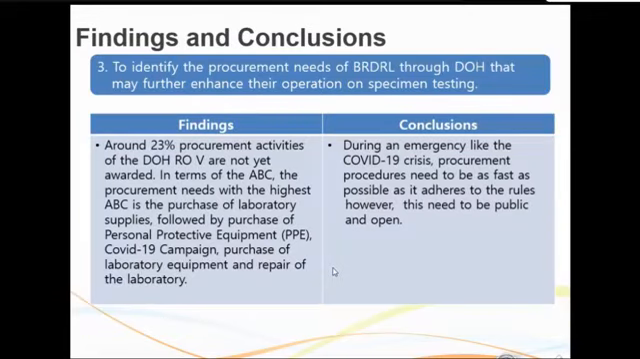Finally, for Objective 3, which is to identify the procurement needs of BRDRL, only around 23% of the procurement activities of the DOH RO5 are not yet awarded. So in terms of the ABC, the procurement needs with highest ABC is the purchase of laboratory supplies, followed by the purchase of PPEs, COVID-19 campaign, purchase of lab equipment, and the repair of laboratories.